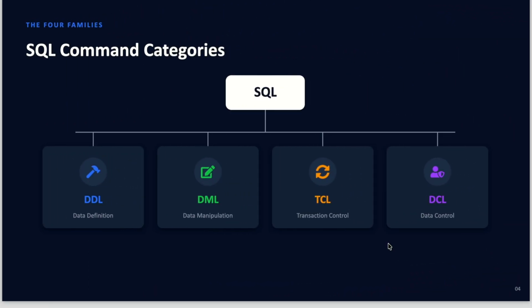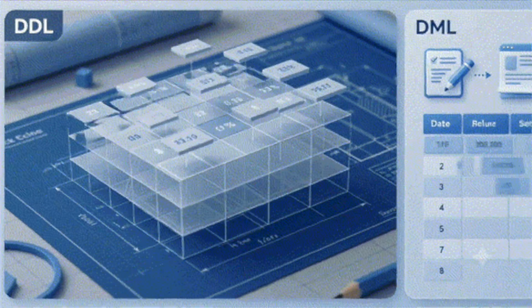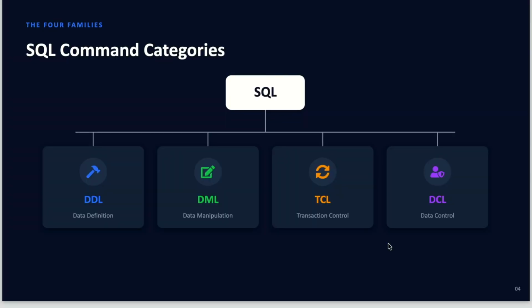Now there are four types of SQL commands. It is divided into four categories: DDL, DML, TCL, DCL. We are going to see each one by one.